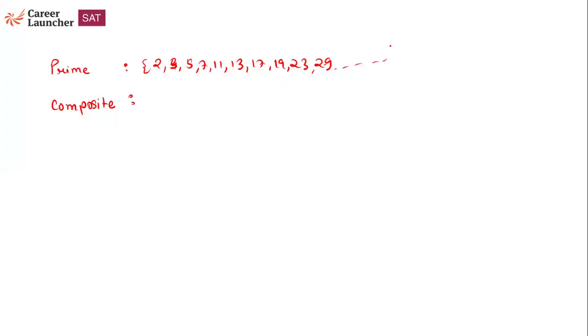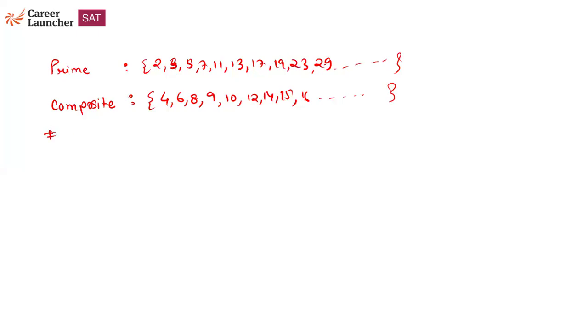Composite numbers are those numbers, absolutely correct. Primes are not divisible by any other number except 1 and itself. Composite numbers have more than two factors. Numbers like 4, 6, 8, 9, 10, 12, 14, 15, 16, and so on. Okay.